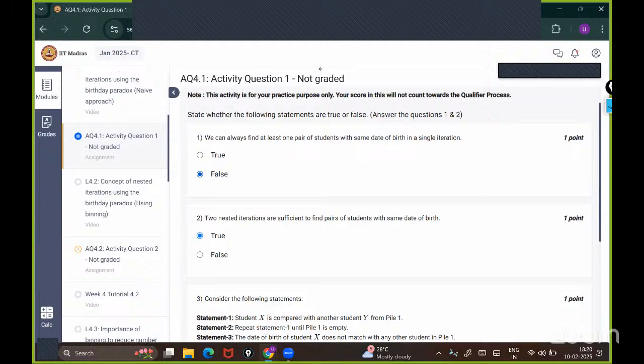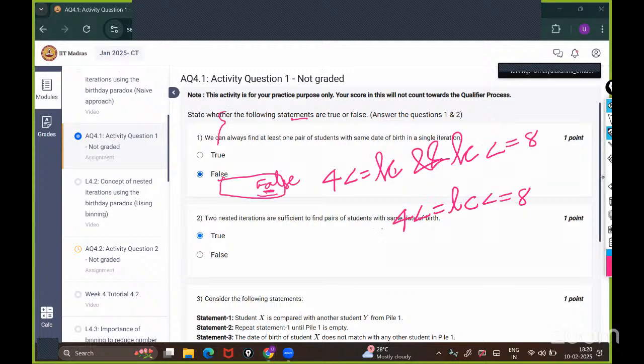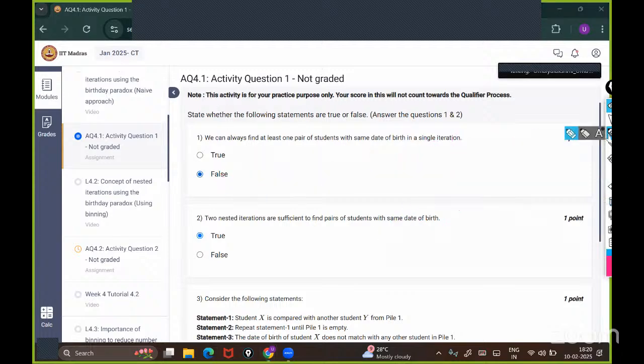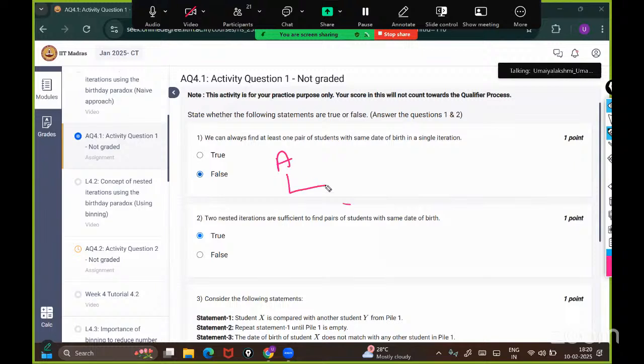Because, as I mentioned earlier, we have to take two iterations. The outer loop has to store the first set of elements. Let's say I'm taking the A card. This A card has to be compared with all the other cards. So these cards come under another loop. So we need two sets of iterations. So here the answer will be true.